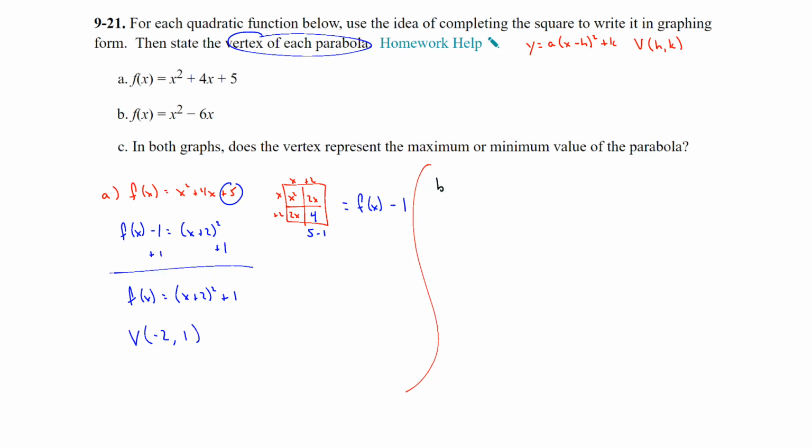Alright, let's try B. So on this one, the constant is 0. You have an x squared minus 6x. So when we set this up in our generic rectangle, we have an x squared. The minus 6x has to get broken up into 2 equal parts, so that's negative 3x and negative 3x. So we know our side lengths are going to be x minus 3 and x minus 3.